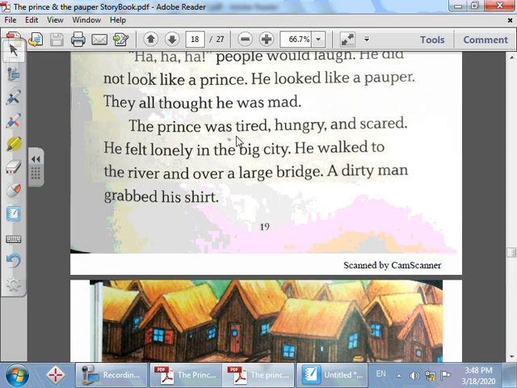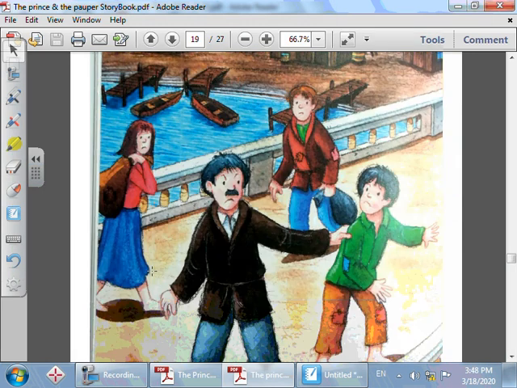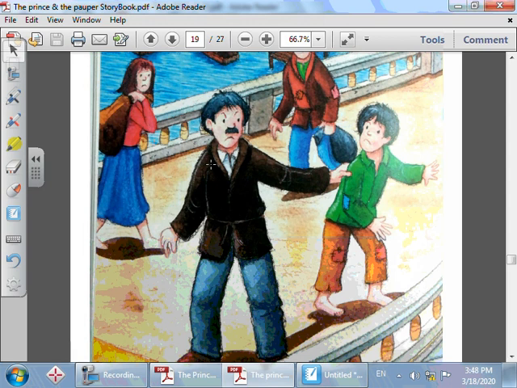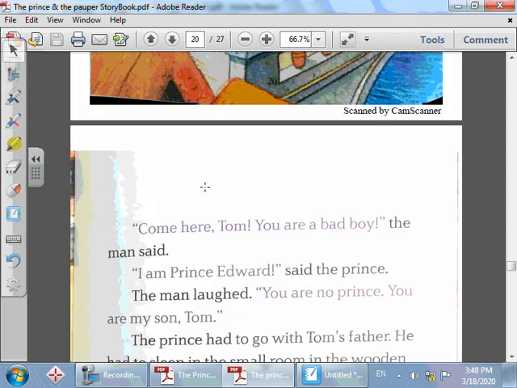The prince was tired, hungry, and scared. He felt lonely in the big city. He walked to the river and over a large bridge. A dirty man grabbed his shirt. Who is the dirty man, guys? Super, Tom's father.